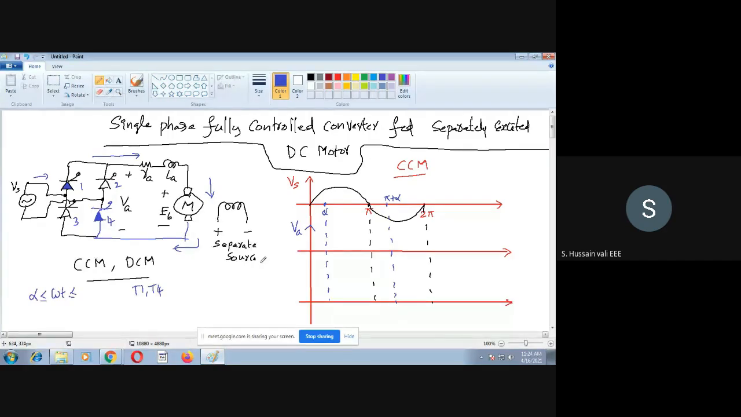So these differences are there. So we will explain. Now in this case we will take that there is no freewheeling diode. Now you see here at alpha, T1, T4 are conducting through the motor. So what is VA now? VA will definitely be equal to VS, because T1, T4 are conducting, so the output voltage of the converter is the same as the supply voltage. So that I will draw now.